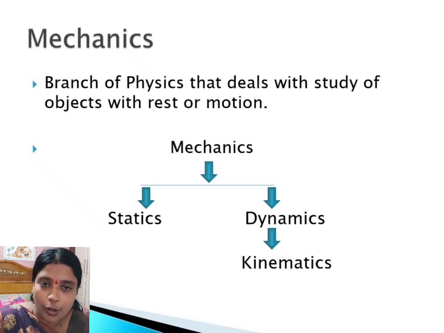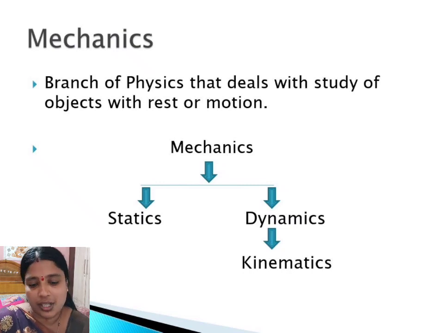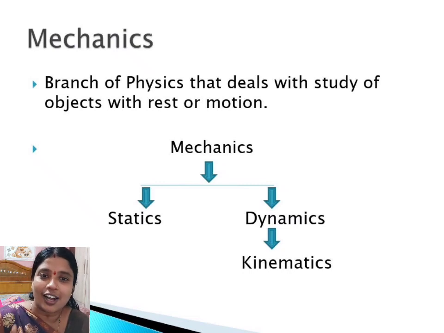If you talk about motion, the object can be in circular motion, straight line motion, random motion, zigzag motion, in different ways. But when you study objects in motion irrespective of the cause of the motion, without knowing the cause of the motion, that study comes under kinematics. So statics is the study of objects that are stationary, dynamics is the study of objects that are in motion, and kinematics is the study of objects in motion irrespective of the cause of motion.